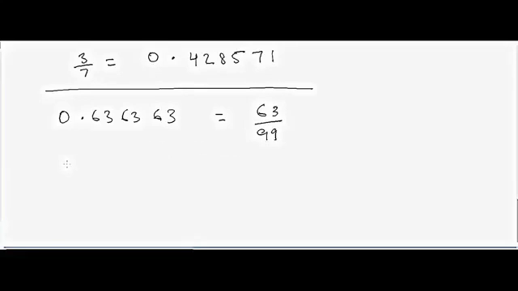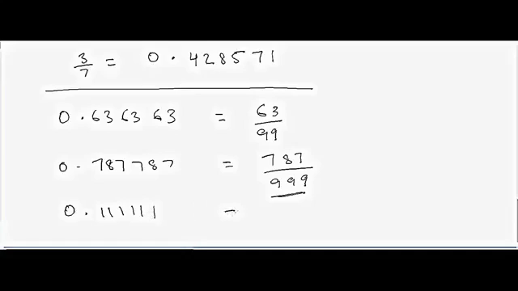Suppose we have the same thing, 0.787787, all I need to do is write 787 divided by three nines in the denominator, and that will give me the fraction. So that's another quick way to get fractions. In the same way, suppose we have 0.11111, the answer is very easy, 1 divided by 9.